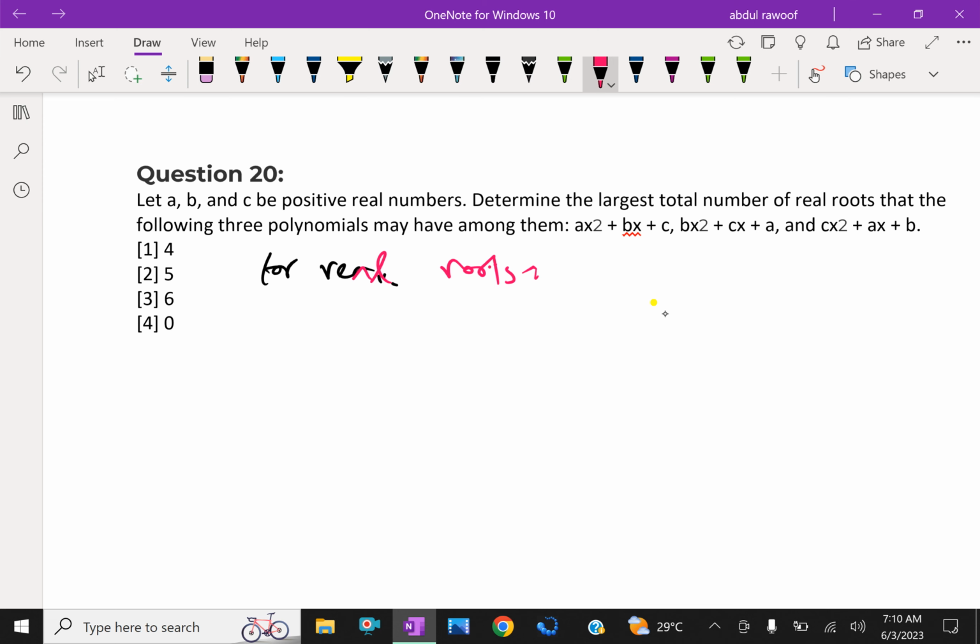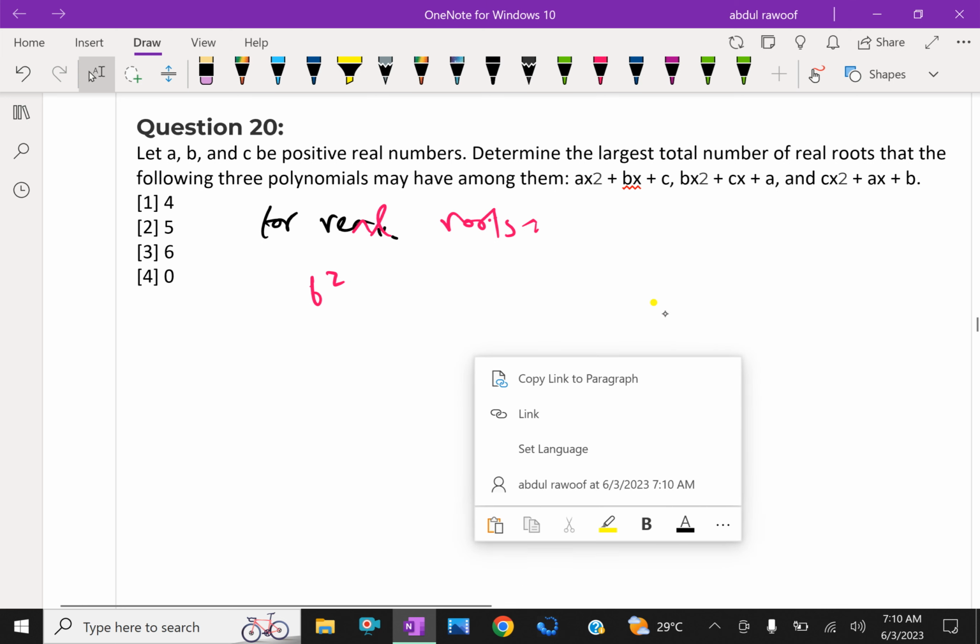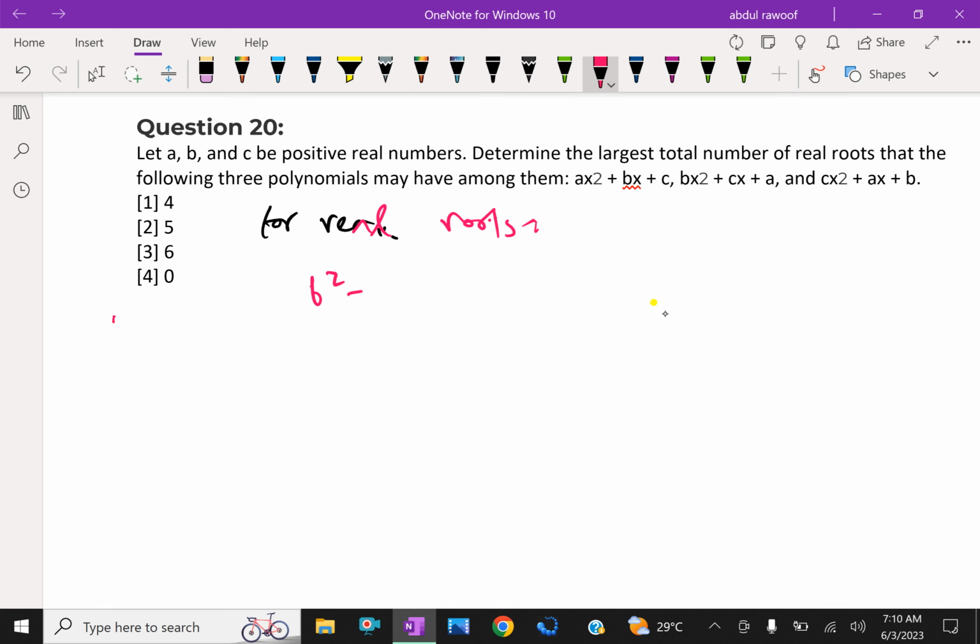Here, for real roots, for the first equation, B squared minus 4ac is greater than or equal to 0. This is for the first equation. From this we can say B squared is greater than or equal to 4ac, first one.